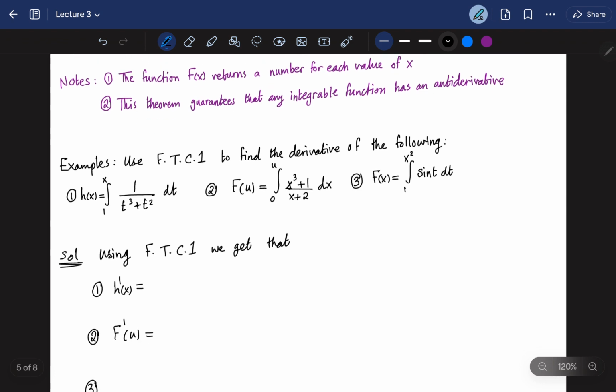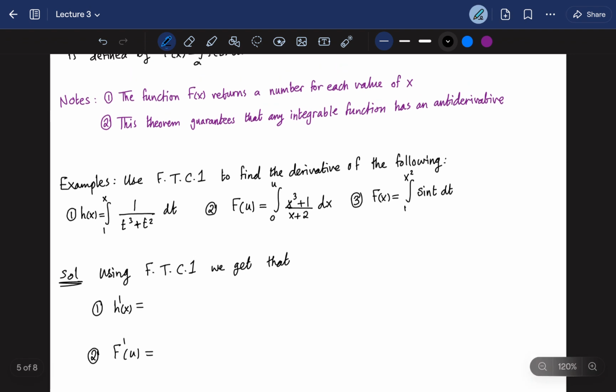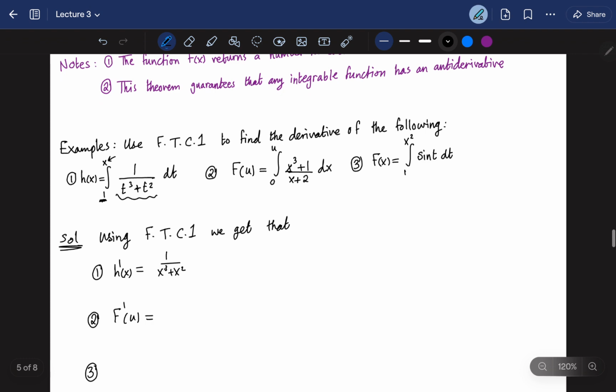If I have my function h of x to be the integral from 1 to x of 1 over t cubed plus t squared dt. Simply using the first theorem, the derivative is just taking your function and plugging in x. That's it. So this is my function. Instead of the variable t, I just plug in x. And be careful, the bounds here are a constant 1 and just x.